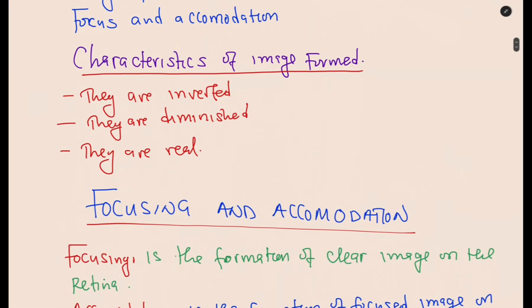Now, what about focusing? We look at focusing and accommodation as one function of an eye. To start with, what is focusing? Focusing is the formation of a clear image on the retina. As we've already discussed, the image is formed on the retina, which is where the rays of light converge. So focusing is the formation of a clear image on the retina.